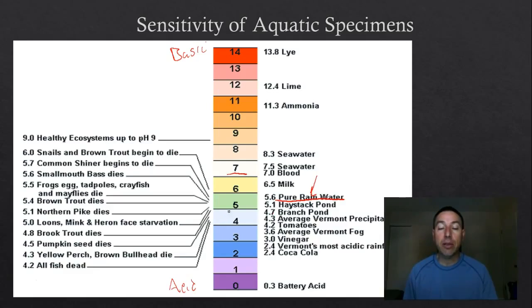However, when we start getting down into lower areas, lower than 5 into the 4s, we start having some huge problems with acid deposition.